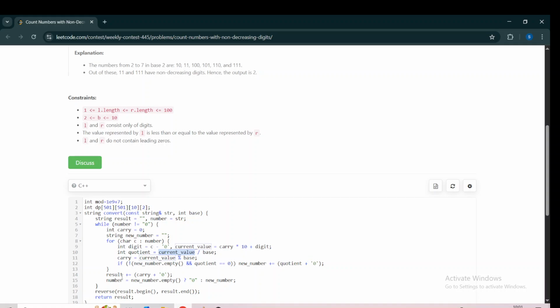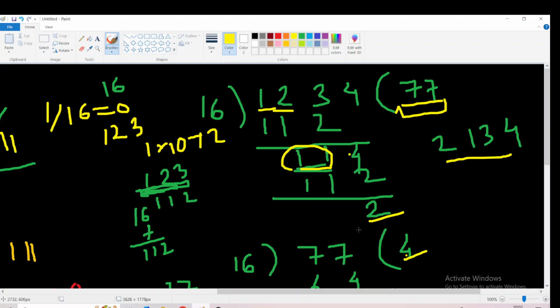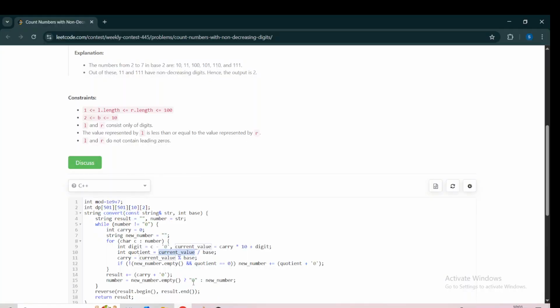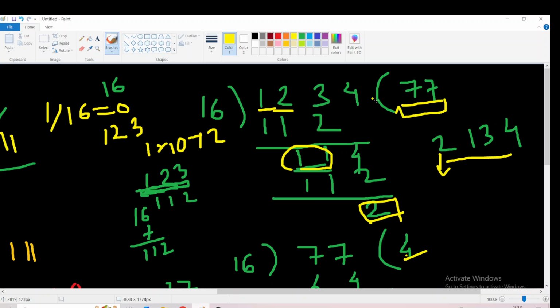At the end, after the entire division part is done, our remainder will be 2, and that will be added to our result. So 2 will be added, and the first iteration is done. Now if the new number is empty, then we are appending 0. I don't think this will be a case, but I have added it. So now our number becomes 77, and our answer becomes 2.